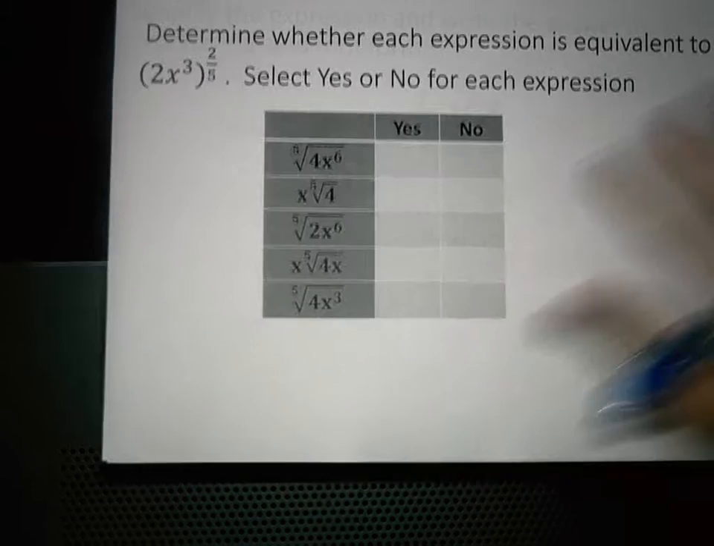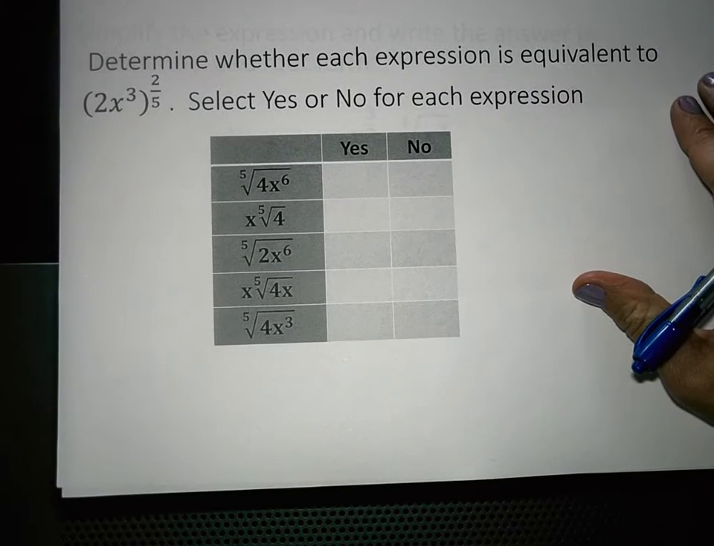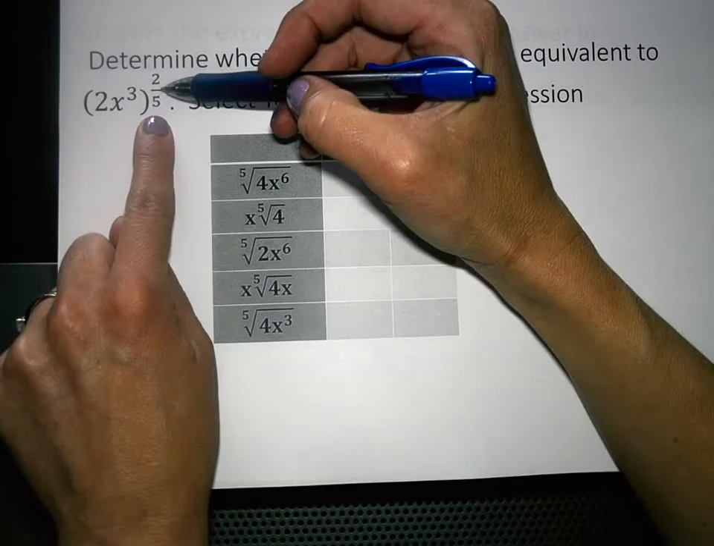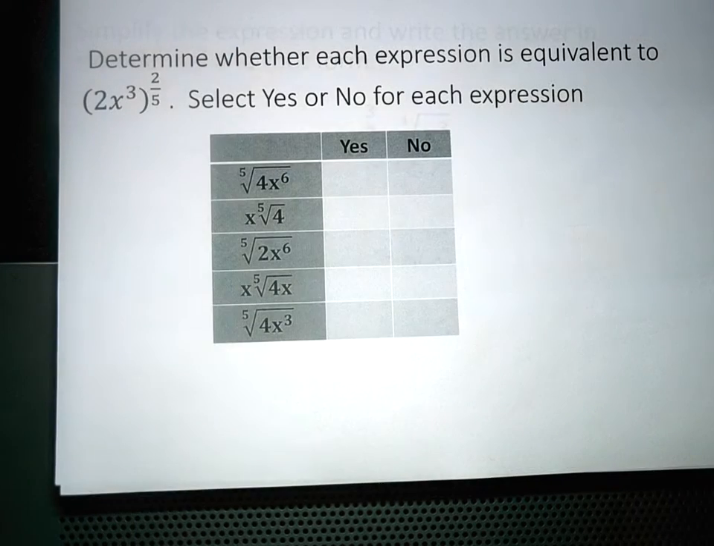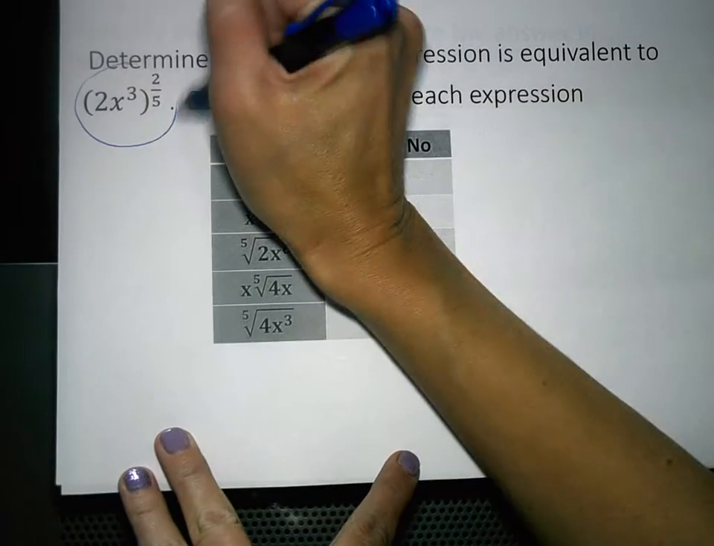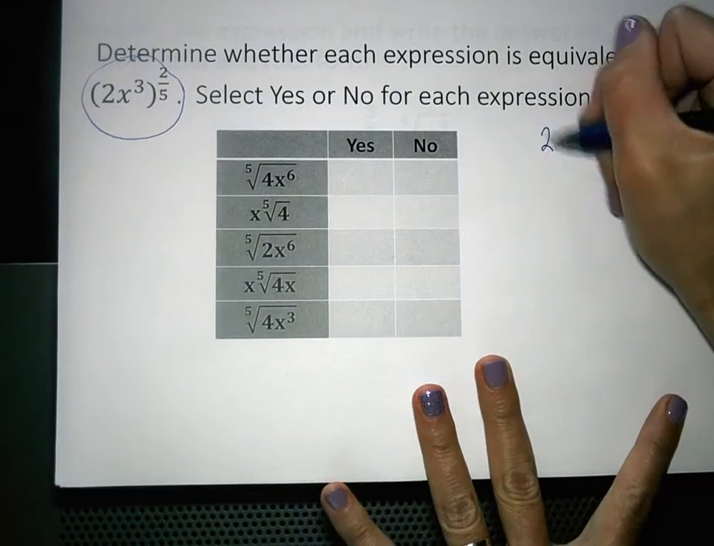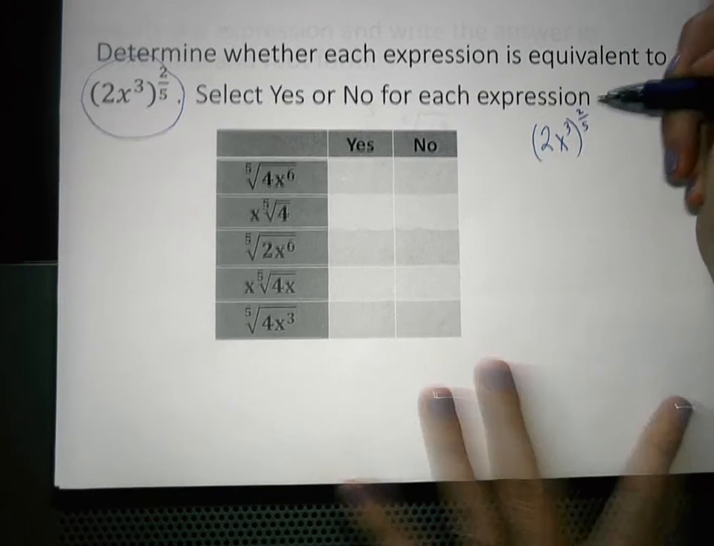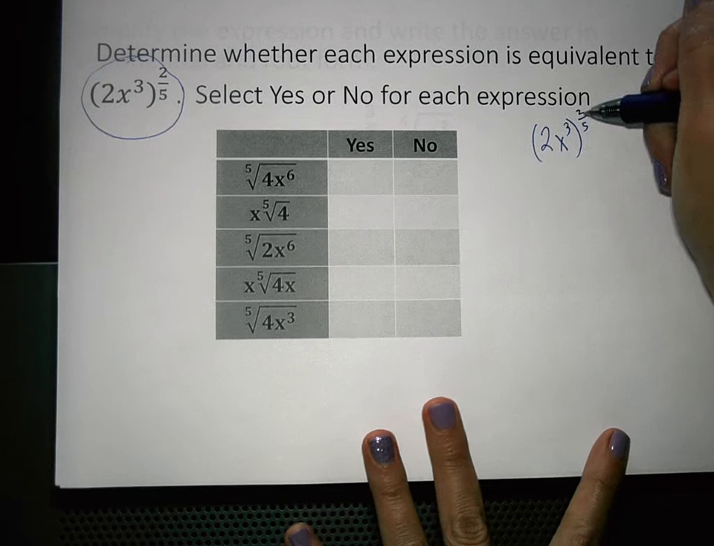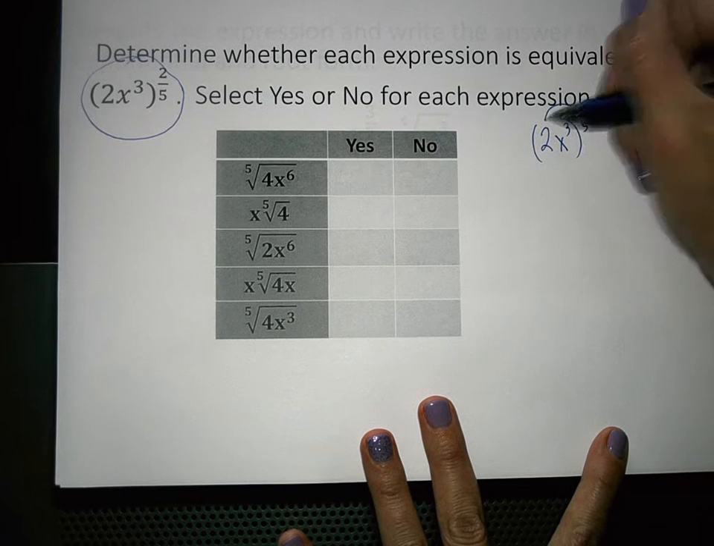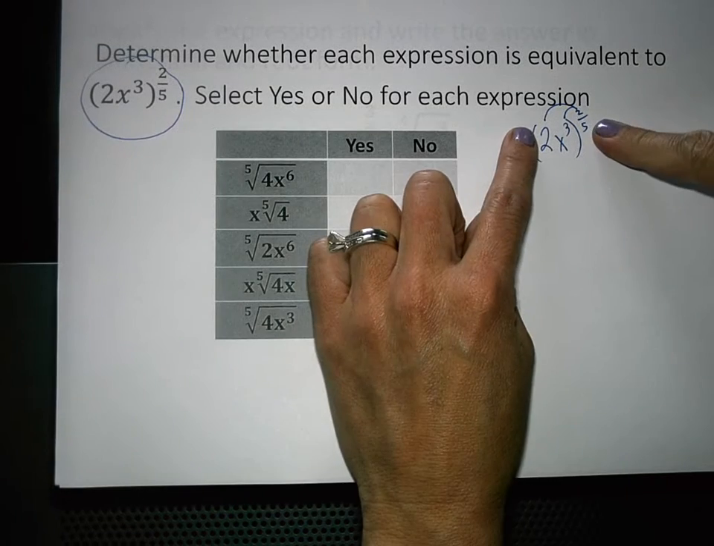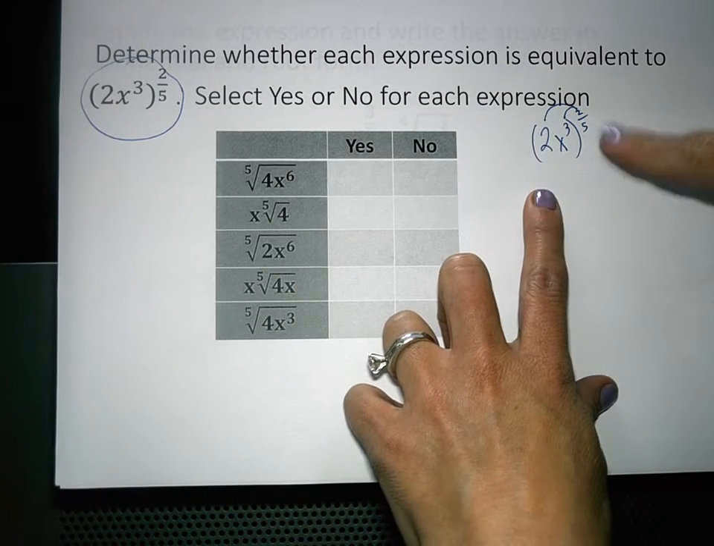This next part says, determine whether each expression is equivalent to 2x to the third raised to the 2/5 power. What you have to be careful about on these is that you understand how to simplify this correctly. So I'm going to write this over here to the side, 2x to the third to the 2/5 power. This 2/5 power goes to both the 2 and to the x to the third because it's in parentheses and it's touching the parentheses, which means it goes to everything inside the parentheses.